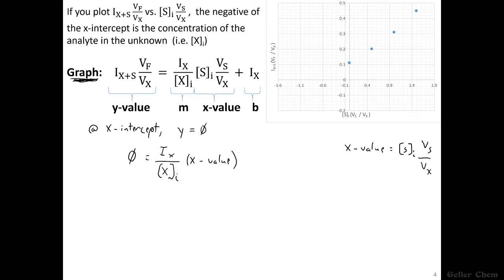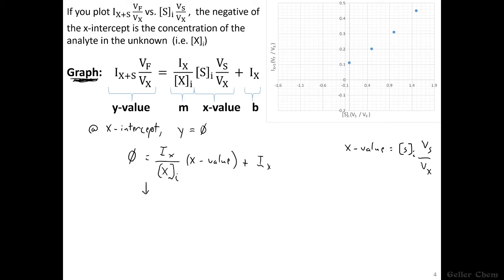But anyways, to finish off the equation, we have Ix over Xi times x value plus our y-intercept, which is just Ix, or the intensity of the unknown. So from this point on, I'm just going to try to solve for this value here, the x-intercept's value. And I'm going to just do simple algebra. First, I'm going to bring this whole term to the left side by subtracting it from each side, and then I'm going to solve for this. So let's just write it out so that we can have a complete proof.